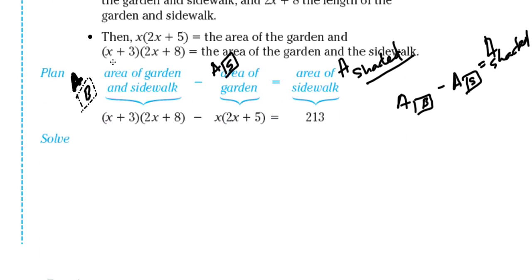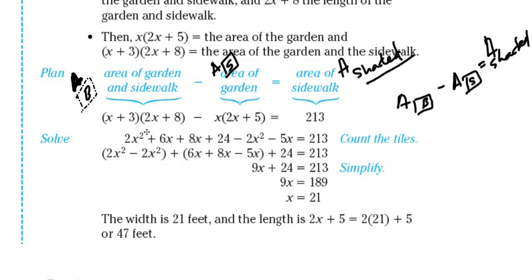Okay, going back to our problem. Let's solve. Let's multiply the quantity x plus 3 times the quantity 2x plus 8, using the distributive property or counting tiles, whichever you want to do. I'd rather do the distributive property. You now have 2x squared plus 6x plus 8x plus 24, minus 2x squared minus 5x.